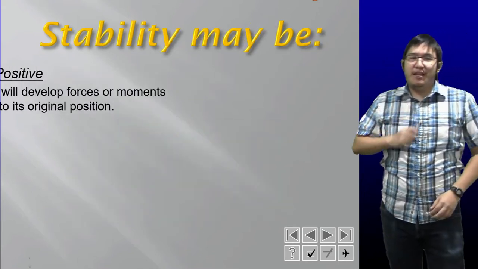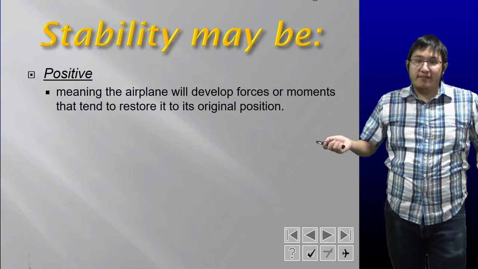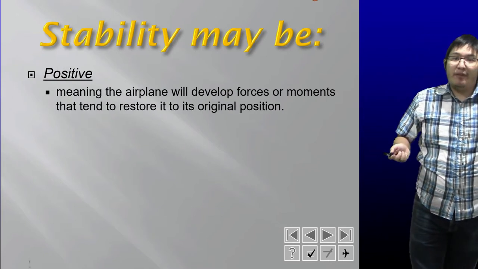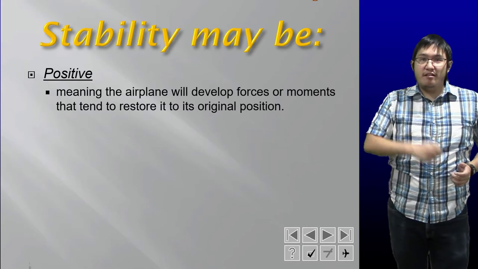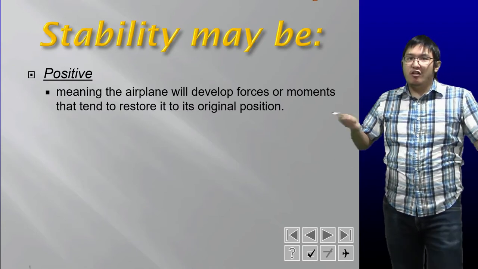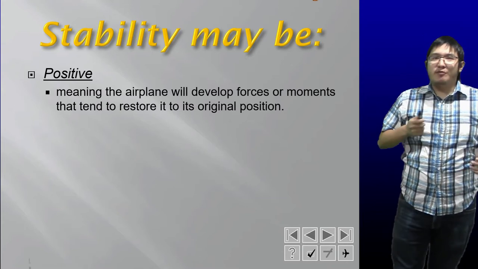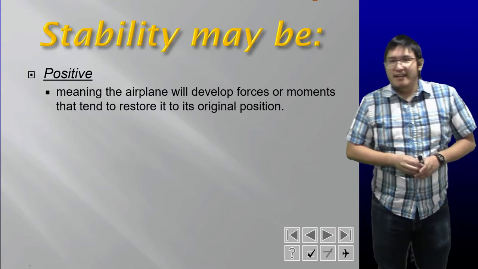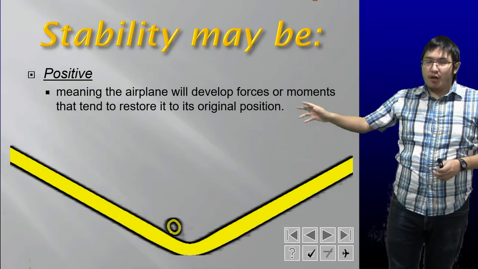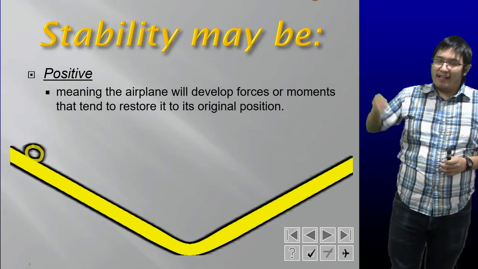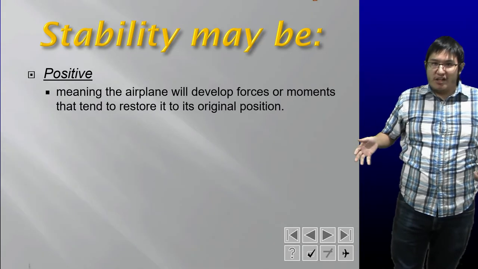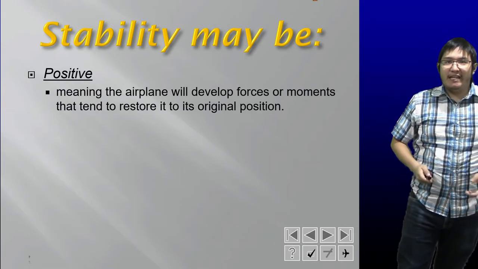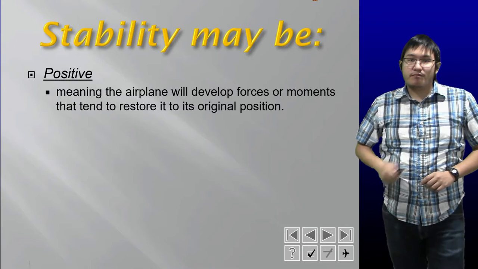Alright, so stability may be positive, meaning the airplane will develop forces or moments that will tend to restore it to its original position. Think of a ball inside of a bowl, for example. Let's say we move the ball up the bowl, and then if we let go of it, the ball will tend to return to its original position. That would be positive stability.